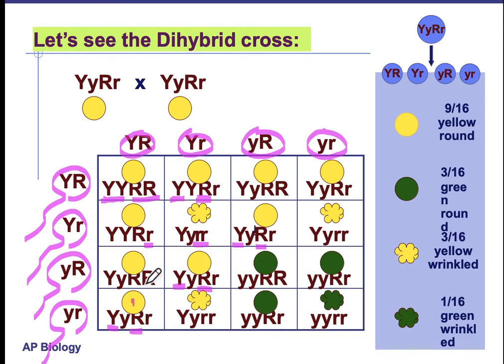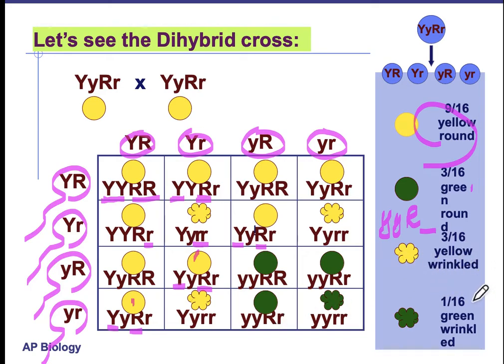So that includes 1, 2, 3, 4, 5, 6, 7, 8, 9 of these. So this is the 9 yellow round. Then we have 3 that are going to show one recessive trait and one dominant trait. So the green here is the recessive and the round is the dominant trait. To find green ones, we have to have 2 recessive Ys and at least one dominant R. So that includes these 3 right here.